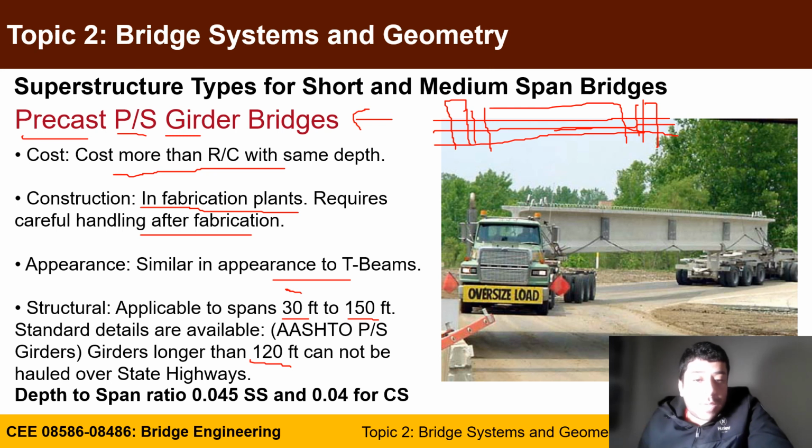The depth to span ratio in this case, this is the depth, and this is maybe the span ratio. It should be, for simple span, 0.045 and for continuous span 0.04.